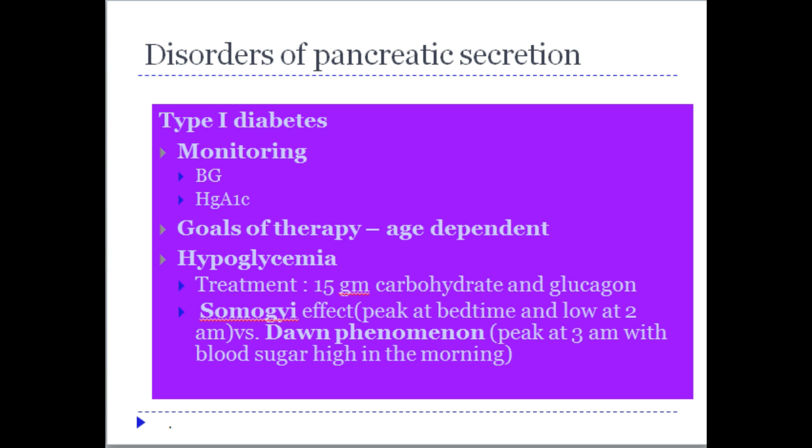So what is our goal with type 1 diabetes in the child? We're going to monitor their blood glucose. We're going to do a hemoglobin A1C probably every 3 months to make sure that they're within adequate range, and we're going to adjust their therapy depending on what it says. And of course, goals of therapy depend on the age of the child.